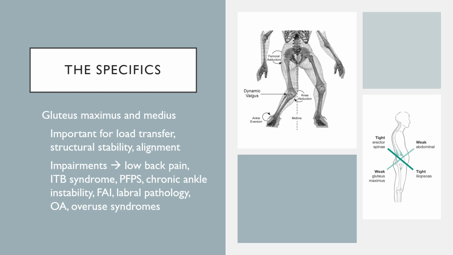As we step away from mostly review into more specifics of the hip, I want to draw your attention to the importance of training the gluteals in patients with hip pathology. These muscles are important for load transfer, structural stability, and alignment of not only the hip but also the entire lower kinetic chain. Impairments in the performance of these muscles have been shown to be risk factors of low back pain, IT band syndrome, patellofemoral pain syndrome, chronic ankle instability, as well as various health conditions of the hip.